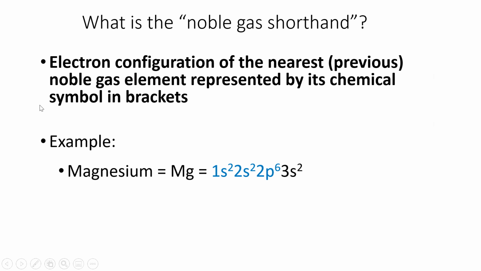The other thing we want to talk about is the noble gas shorthand. This is a nice shortcut we can use when writing electron configurations of elements that have a lot of electrons in them.